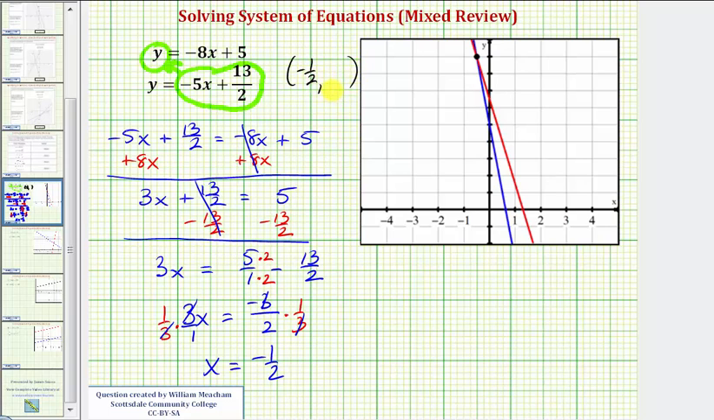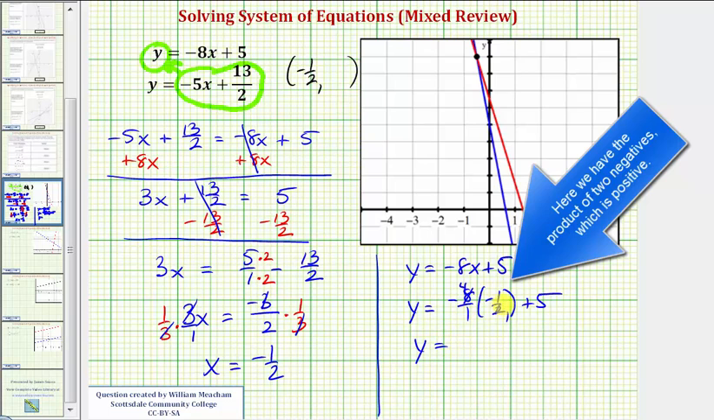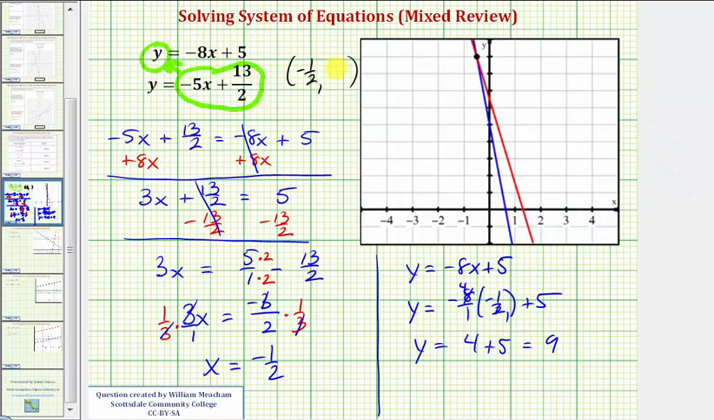And now to find the y coordinate, we'll substitute negative 1/2 for x. Let's go ahead and use the first equation. So using the equation y equals negative 8x plus 5, we'll substitute negative 1/2 for x. So we have y equals negative 8 over 1 times negative 1/2 plus 5. We can simplify here, a common factor of 2, that simplifies to 1, that simplifies to 4. So we have y equals, this would be positive 4 plus 5, which equals 9. So the y coordinate is 9.